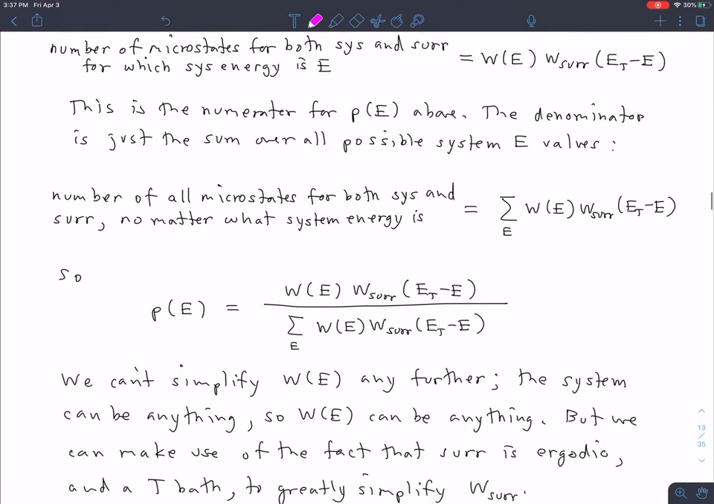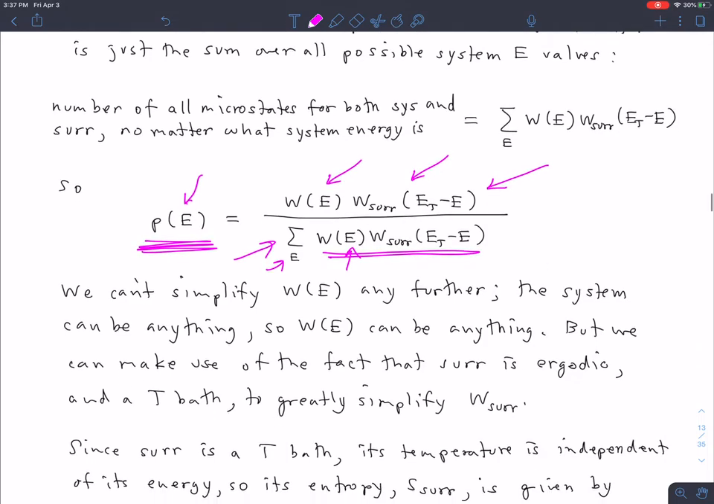And that means that we can write our probability for finding the system in a certain energy E in the following way: the number of microstates available to the system times the number of microstates available to the surroundings, divided by the total number of microstates no matter what, but that's just a sum over all the possible energies of the system of the number of microstates available for each energy.